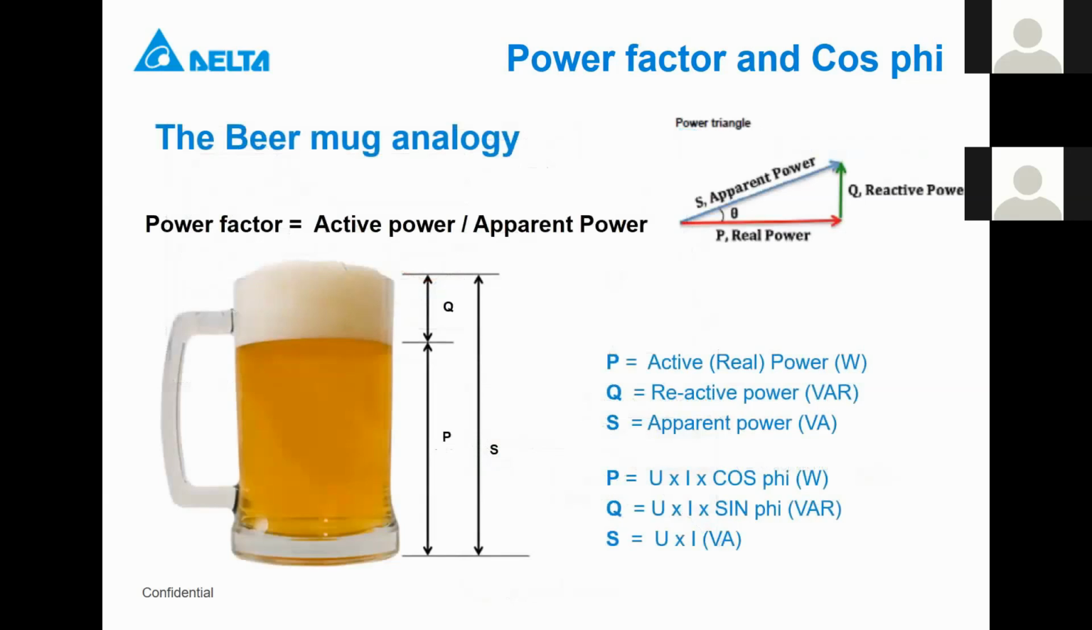To remember it more easily, we can use the beer mug analogy. Active power is the beer. The reactive power is the foam. The total, the apparent power, is the sum of these two. The power factor is the active power divided by the apparent power. This is still true.